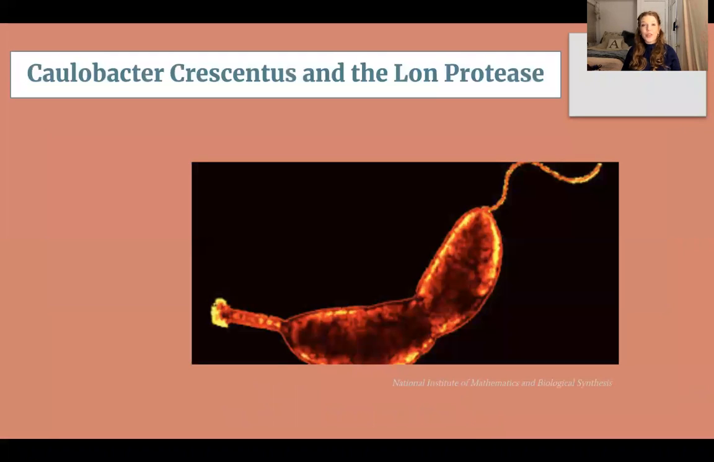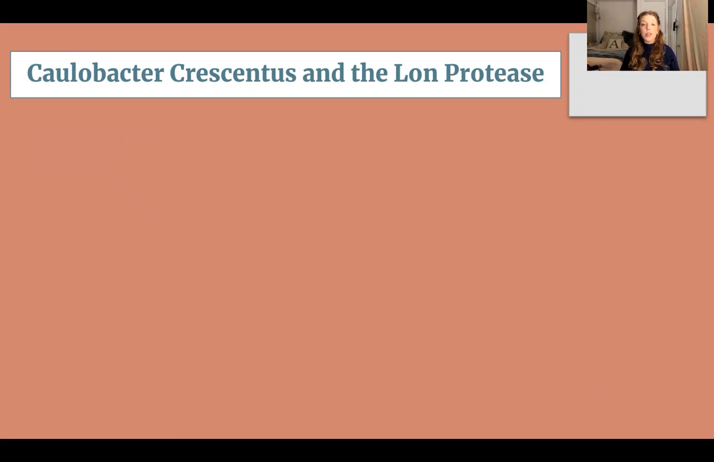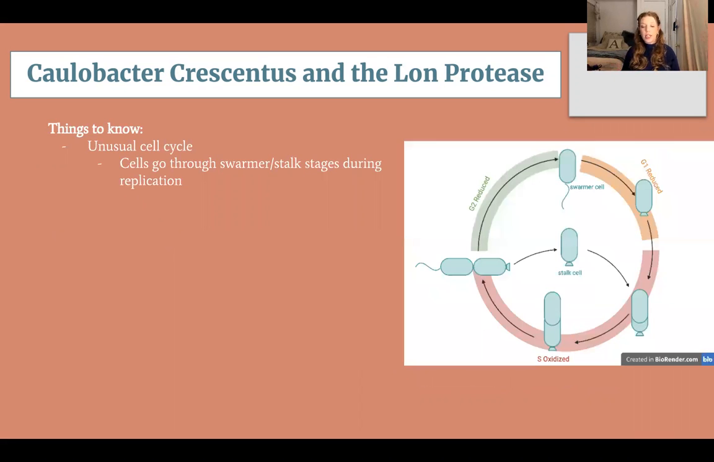So first I want to introduce Caulobacter crescentus. It's a gram-negative alpha proteobacterium that lives within freshwater environments. The strain that we'll be using for this study is the NA1000 or the CB15N. A couple things about Caulobacter is that they have an unusual cell cycle. We're going to go further into detail of this, but this diagram provides a quick insight into the process.